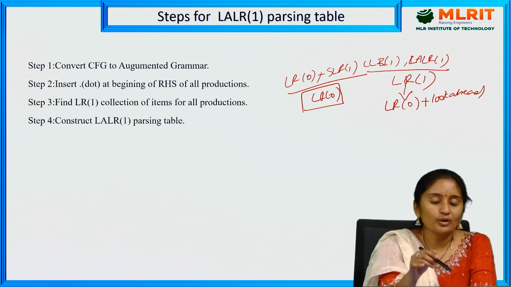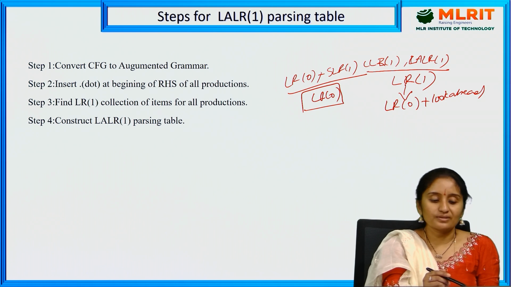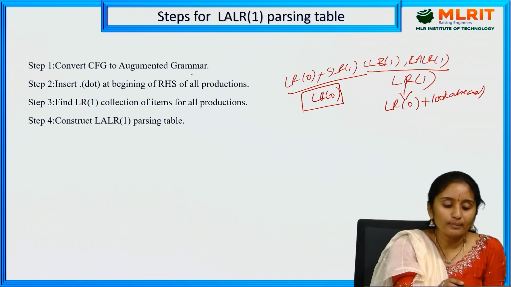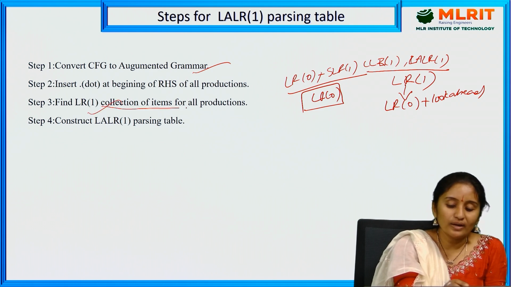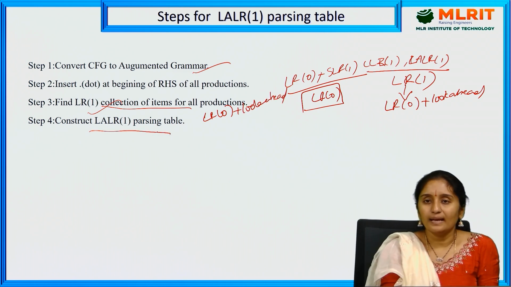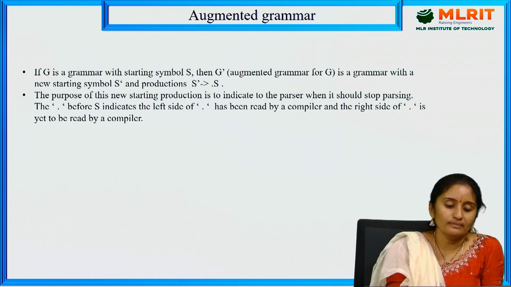What are the steps required to construct the LALR(1) parsing table? First, convert the given grammar into augmented grammar. Then insert dots at the beginning of the RHS of all the productions and find the LR(1) collection of items. To calculate it, we follow LR(0) plus look-ahead symbols. Afterwards, construct the LALR(1) parsing table.